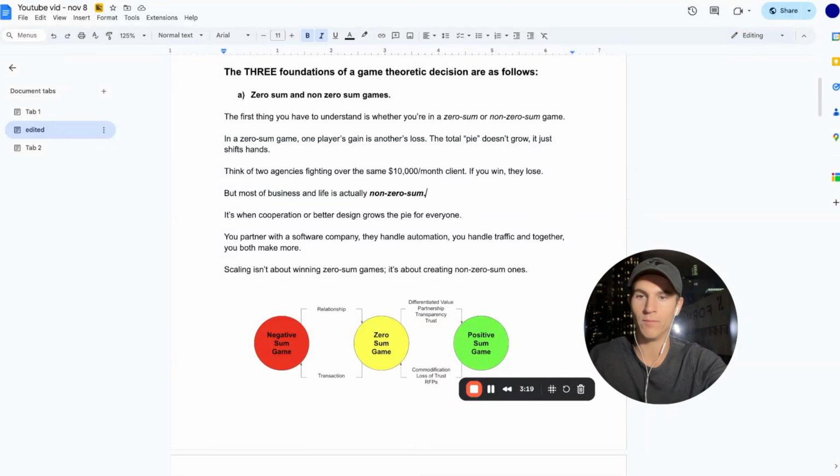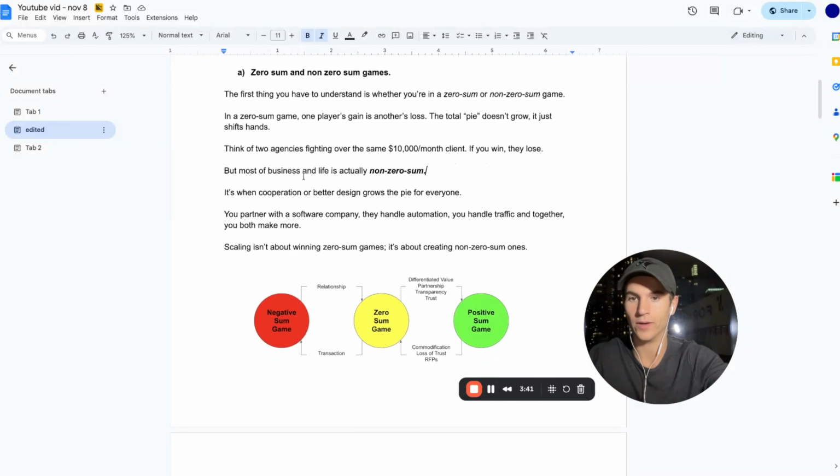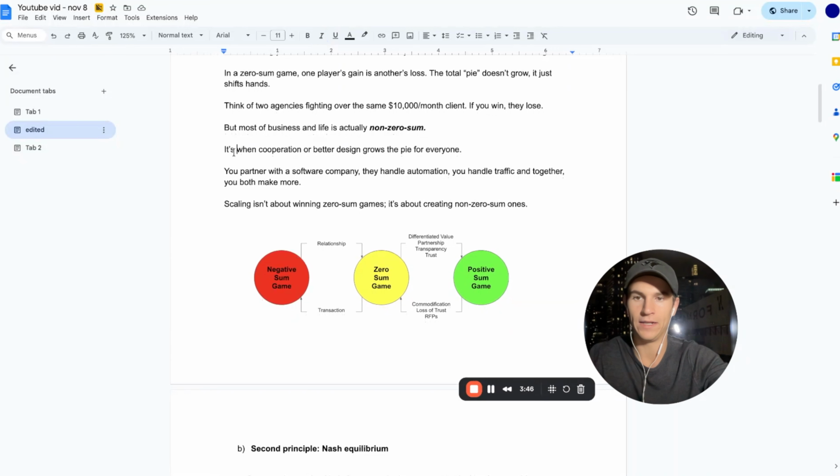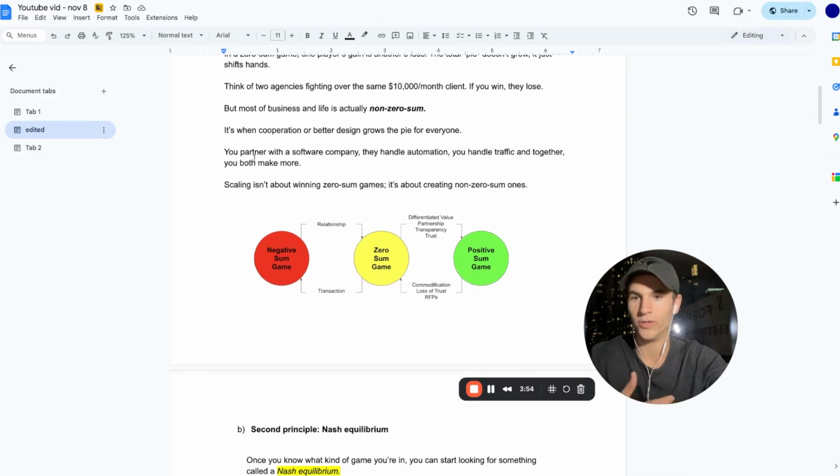Meaning it's a win-win, it's not like you win and your client loses. But in a competition sense, where you're competing against other businesses for the same fixed amount of consumers, then it's a completely different story. Okay, but most games in business are non-zero-sum, meaning cooperation is good. You want to do win-win. You want them to win. You want to win yourself.